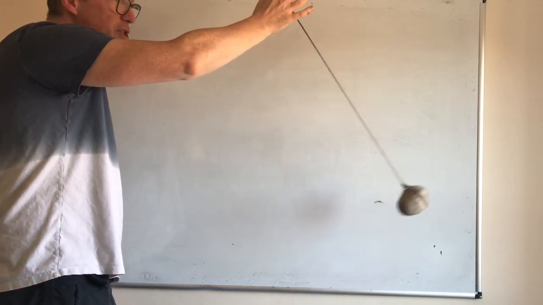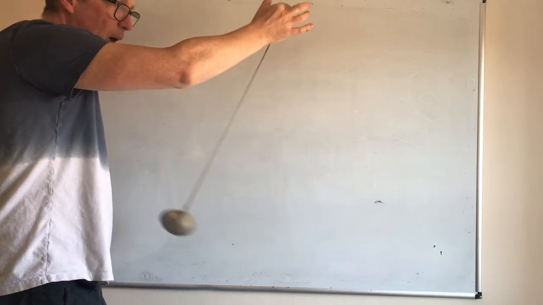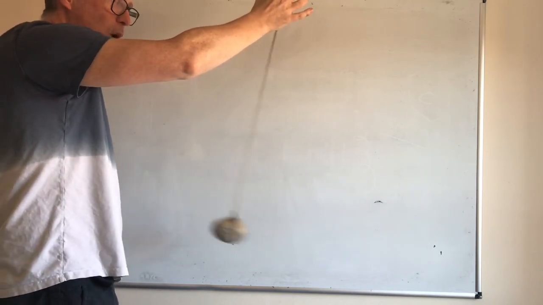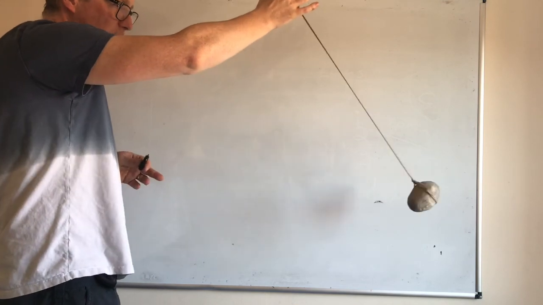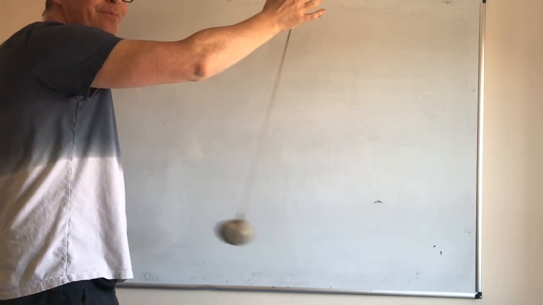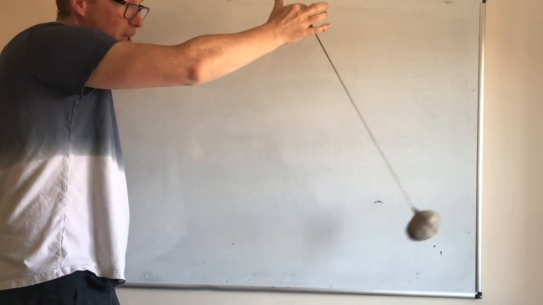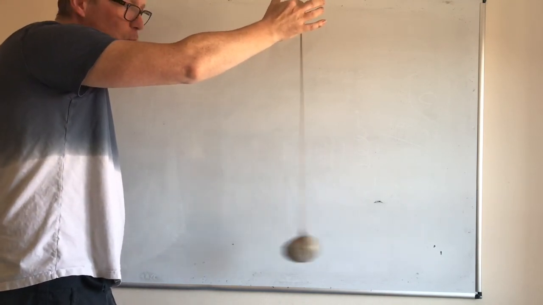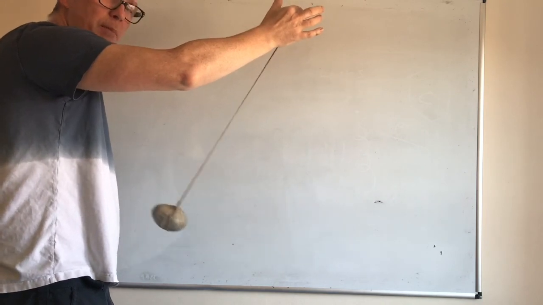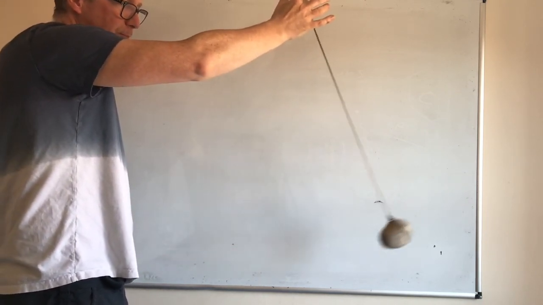One is the time period. How many seconds does it take to do one swing, from one stop, one swing, back and forth? Another one is the frequency. How many swings does it do every second? And that will be measured in seconds to the minus 1.